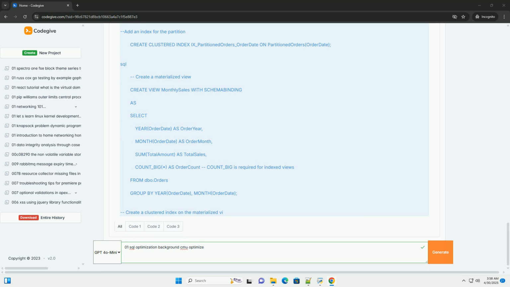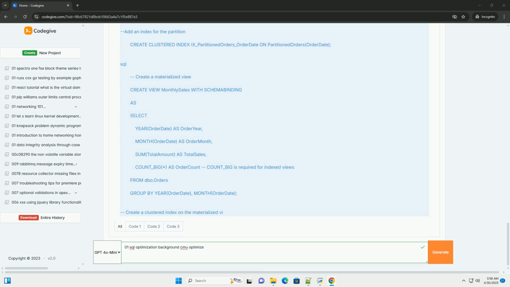Database design: good database design is the foundation of good performance. Normalize your database to reduce data redundancy and improve data integrity. Hardware: ensure you have sufficient hardware resources, CPU, memory, disk I/O, for your database workload.